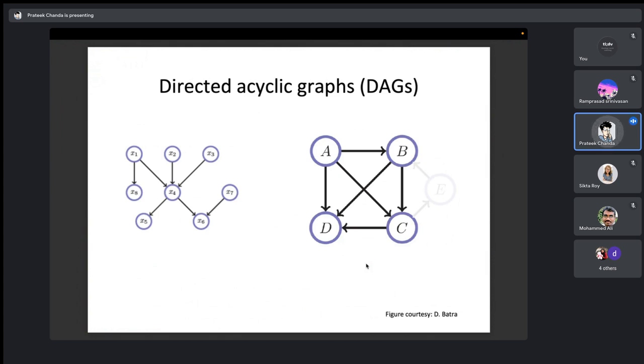But in case of directed acyclic graphs, because it includes the word acyclic, there can't be any directed cyclic loops in the graph. So all those directed graphs that don't have a cyclic directed path are actually called directed acyclic graphs. So we would be using this particular property later on in Bayesian networks.